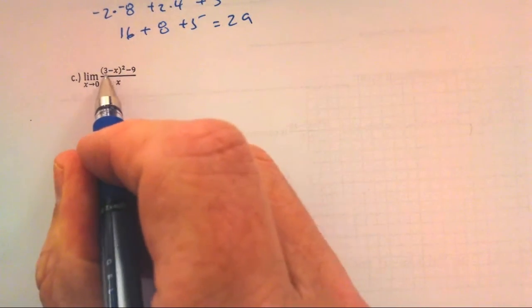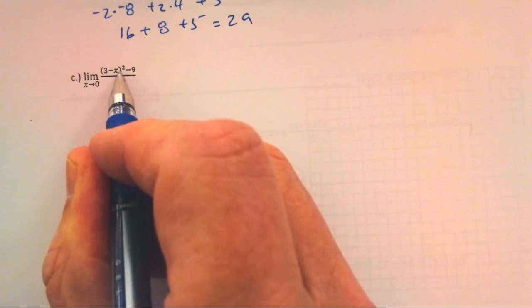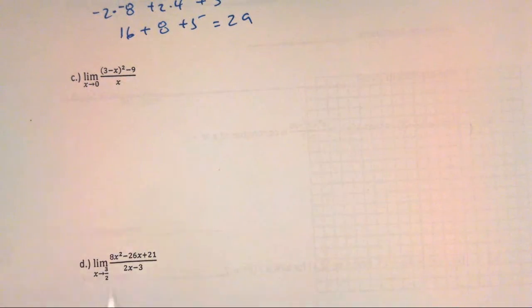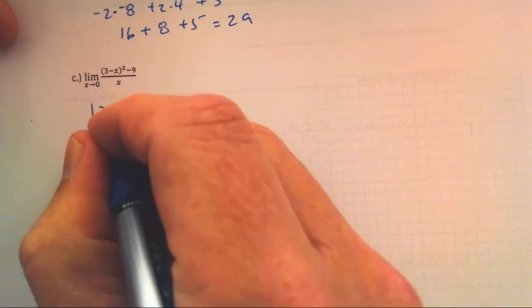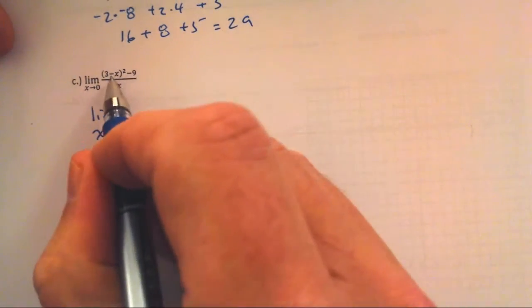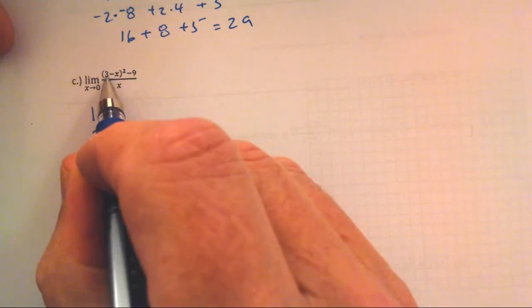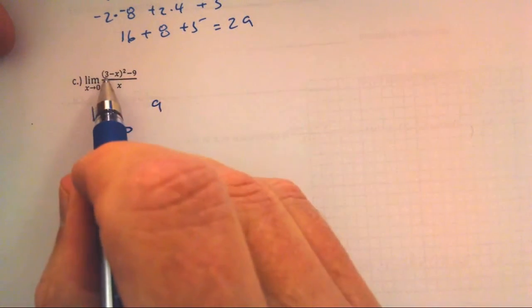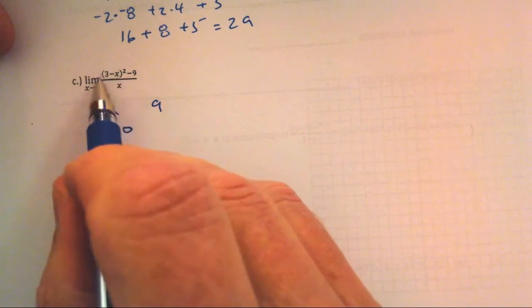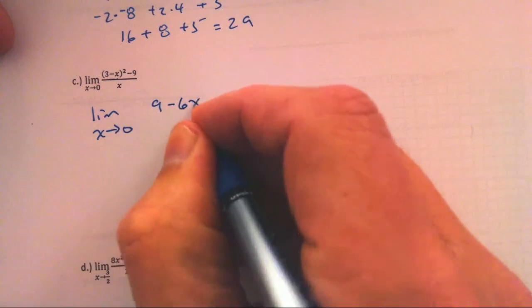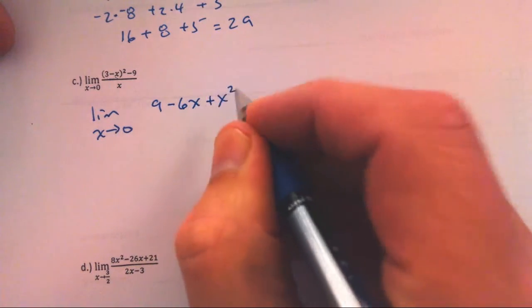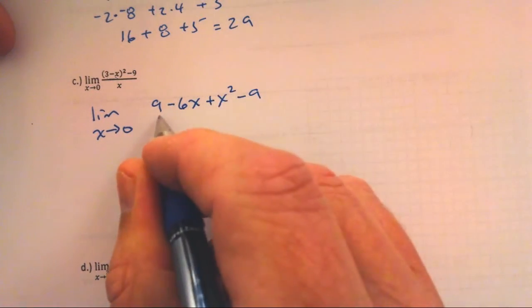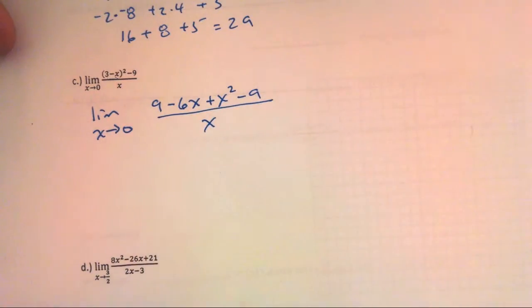Well, I put in 0, I get 3 minus 0, 3 squared, 9, minus 9, and that is 0 over 0. So I have to keep the limit in here for a bit. Limit as x approaches 0. If I FOIL this, I'm going to get 3 times 3, 9. I'm going to get 3 times minus x, and minus x times 3, for minus 6x, and I'm going to get minus x times minus x, plus x squared, with a minus 9, all over x.